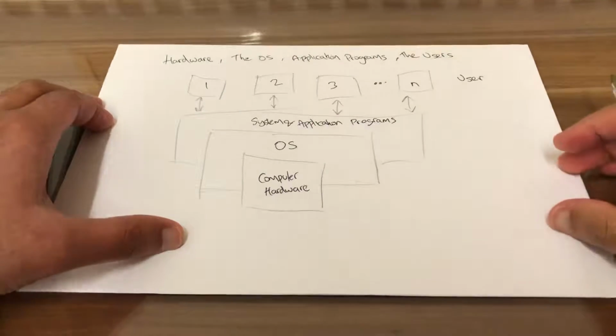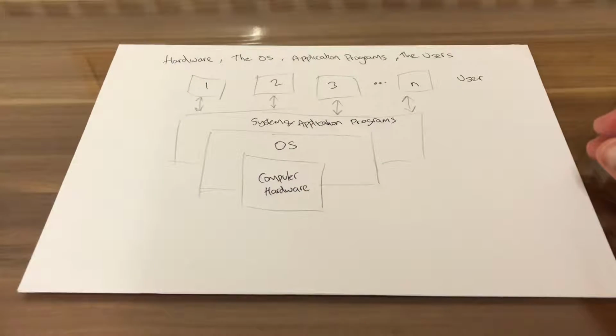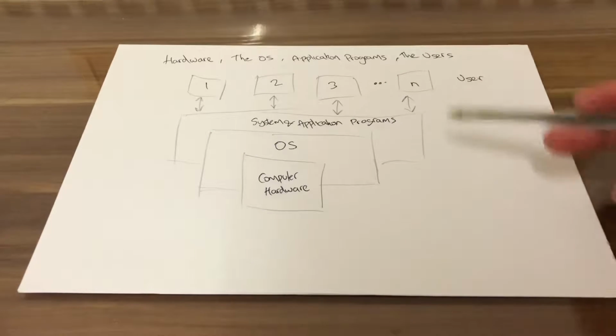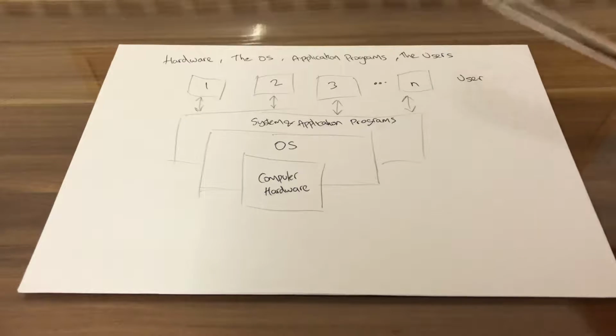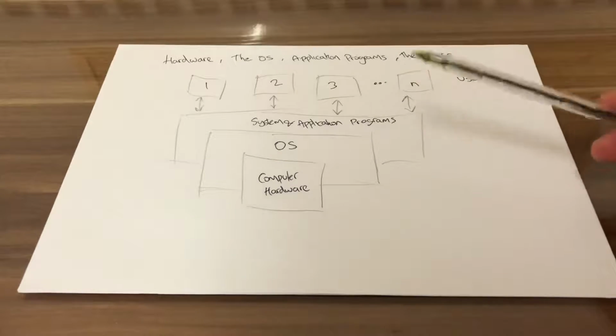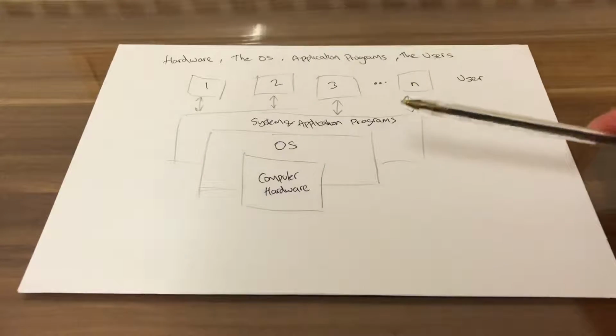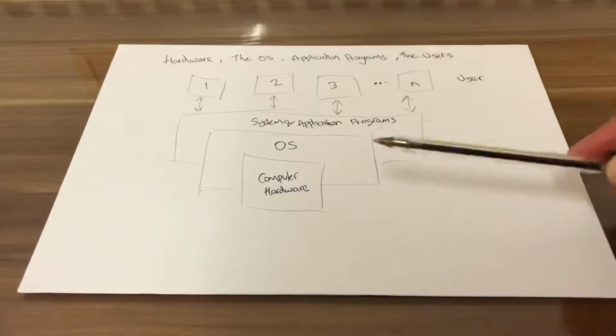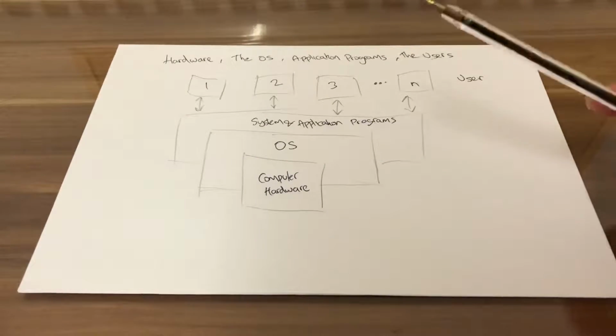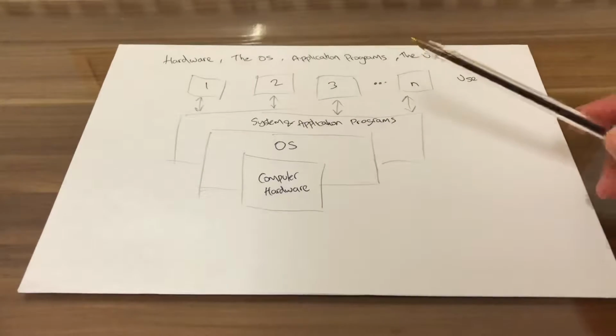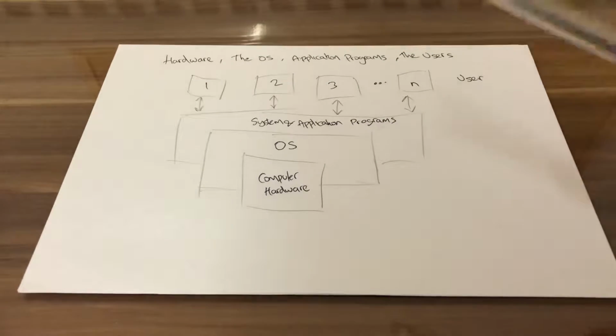This goes on forever. And so the hardware, the CPU, the memory, and the I/O devices provide the basic computing resources for the system itself. The application programs such as word processors, spreadsheets, compilers, and web browsers define the ways in which these resources are used to solve users' computing problems.